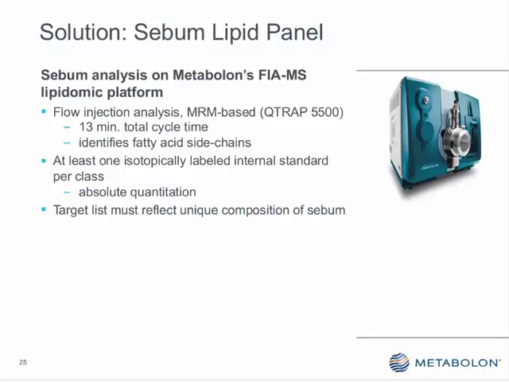The quantitation part is supplied by the fact that within each of those classes, there is at least one, and for most of them, multiple isotopically labeled internal standards. And these standards are added during the extraction process so that they are able to account both for changes in extraction efficiency and in ionization efficiency to allow us to correctly quantitate all of those species. Additionally, the MRM list not only allows us to identify those fatty acid side chains, but has been specifically targeted to those lipids known to be present in sebum.